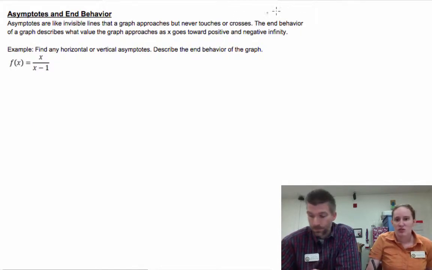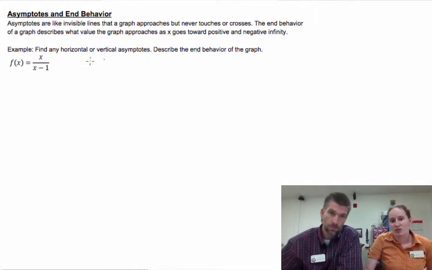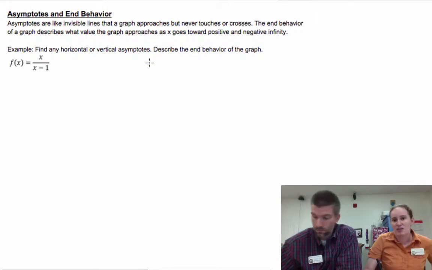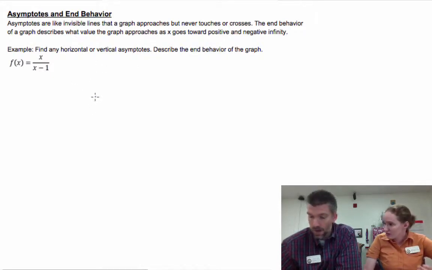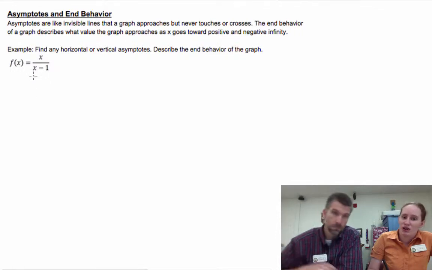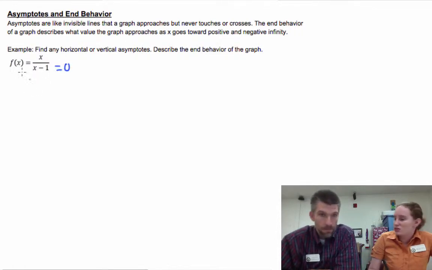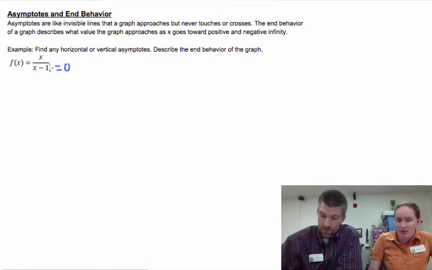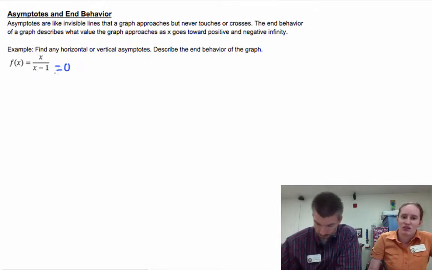So if I wanted to find horizontal or vertical asymptotes, then I could graph this and look at that. I do know where my vertical asymptotes are by setting the bottom equal to 0. Could you put this in and graph this? Yes, we're doing it right now. So if I set the bottom equal to 0 and solve, that tells me that there is a vertical asymptote at x equals 1.